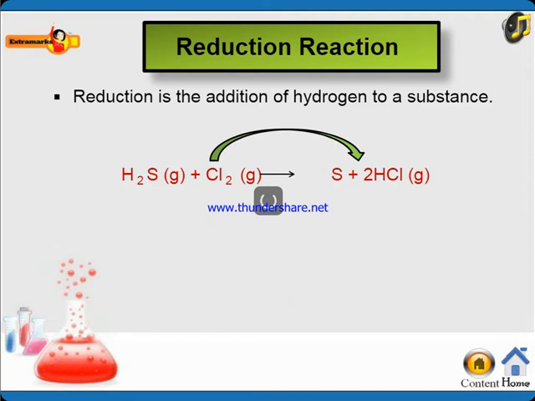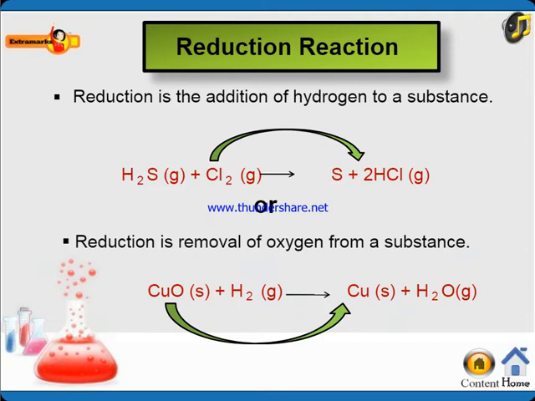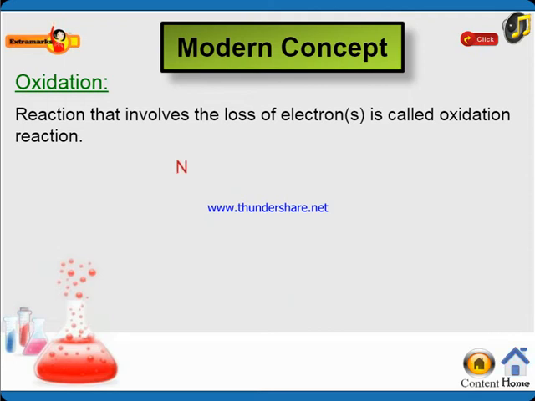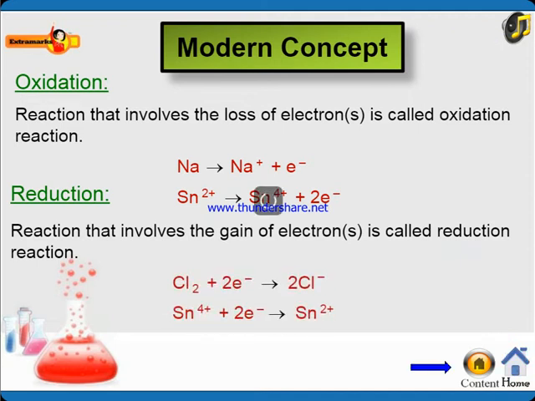Reduction is addition of hydrogen to a substance. For example, or reduction is removal of oxygen from a substance. Oxidation, a reaction that involves the loss of electrons, is called the oxidation reaction. Reduction, a reaction that involves the gain of electrons, is called the reduction reaction.